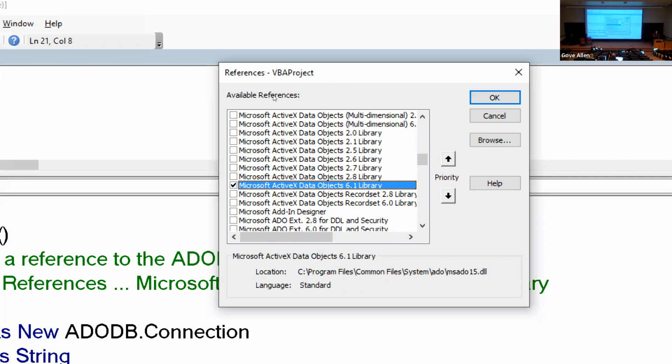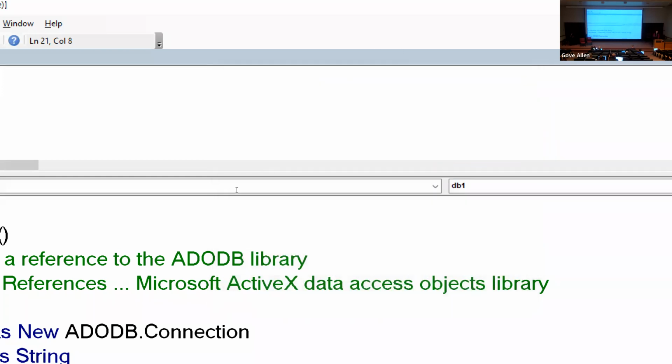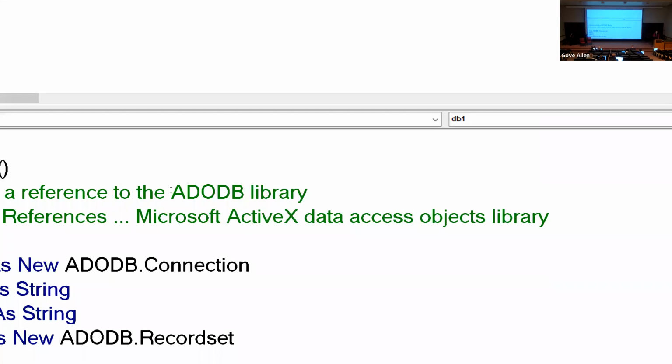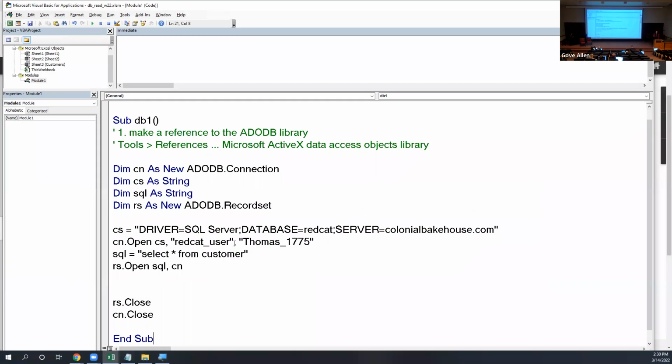Make sure that you actually checked the box, not just clicked it and made it blue, but check the box by it. And then we'll say okay. And so that is going to give us access to these objects. So the ADODB is an Active Data Object Database connection.